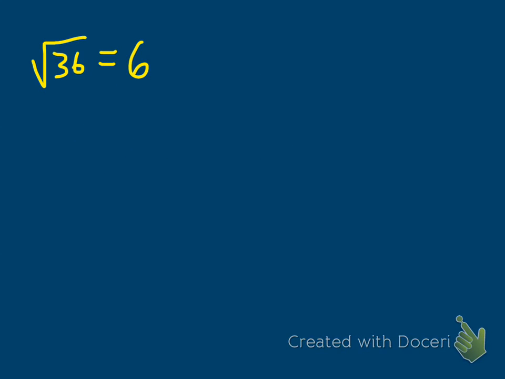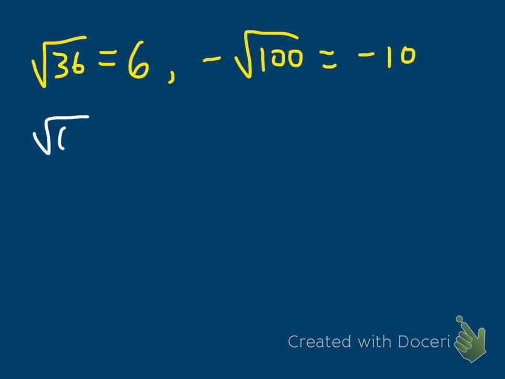Okay, so we know that there are certain numbers that are perfect squares. We made a list on our last set of notes. So for example, the square root of 36 is 6. And the square root of 100 is 10. But if you look here, this means the opposite of the square root of 100, so that's why the answer is negative 10.